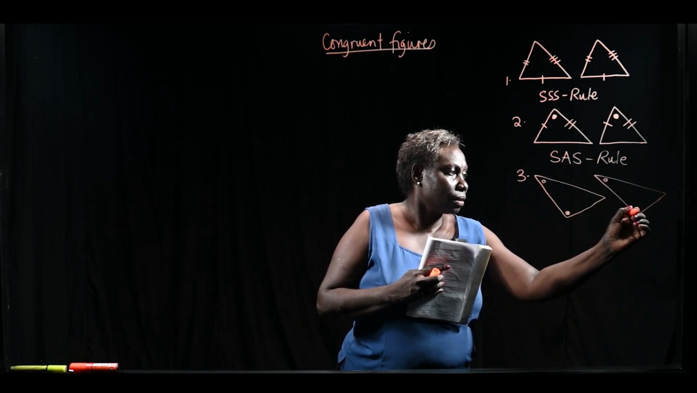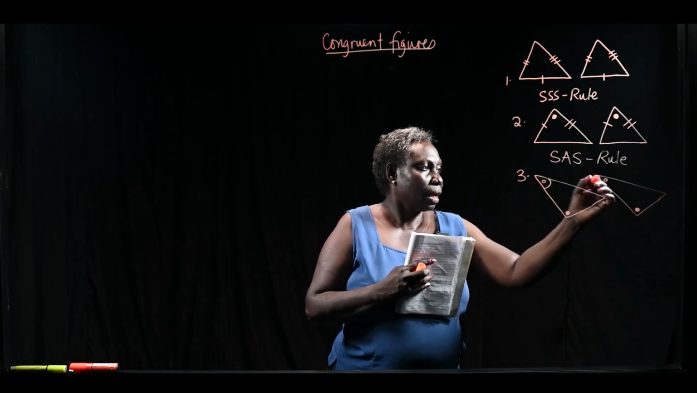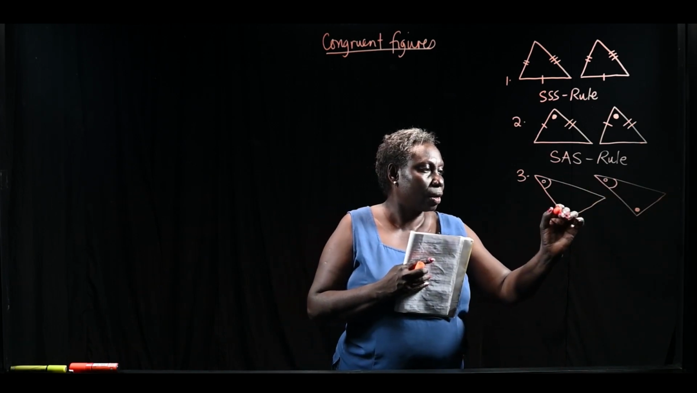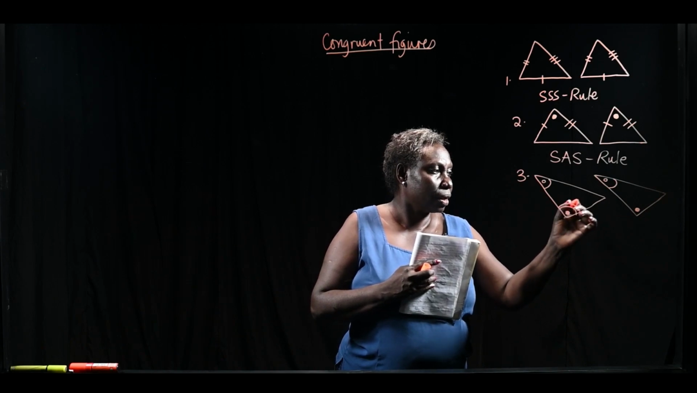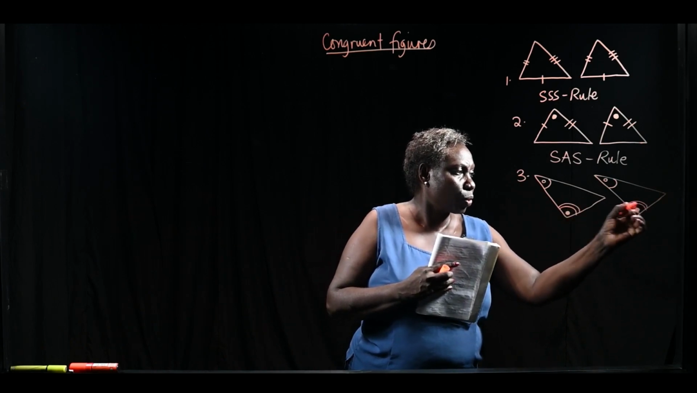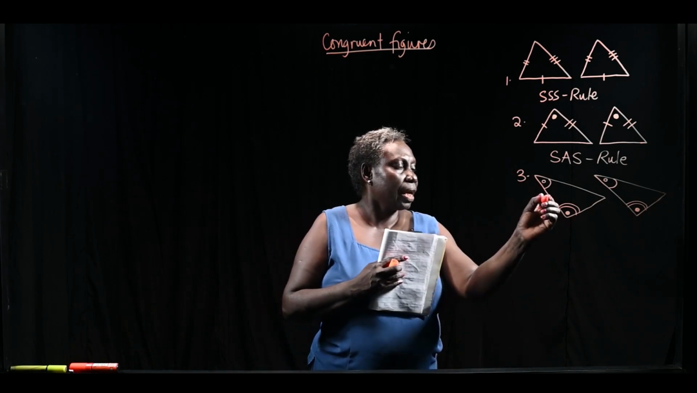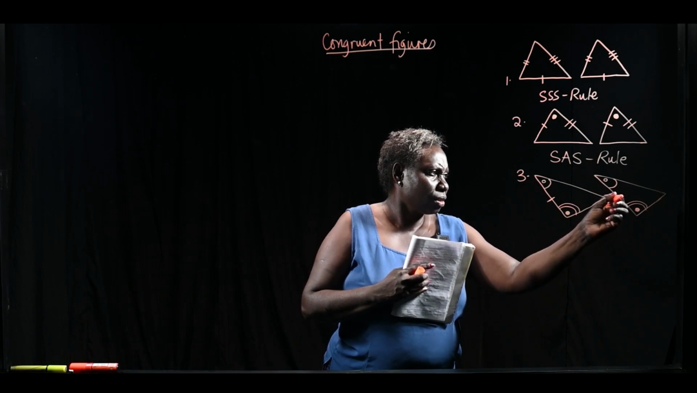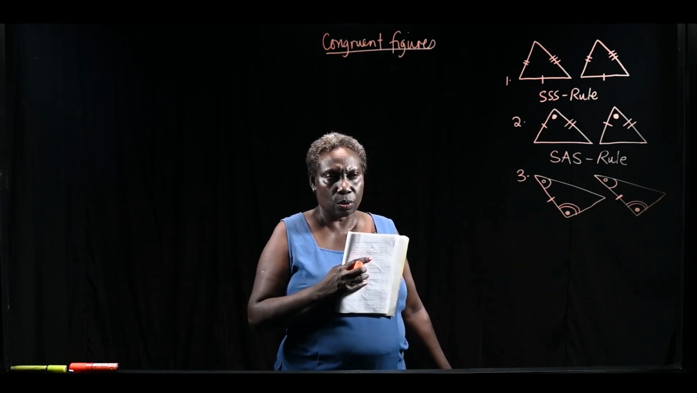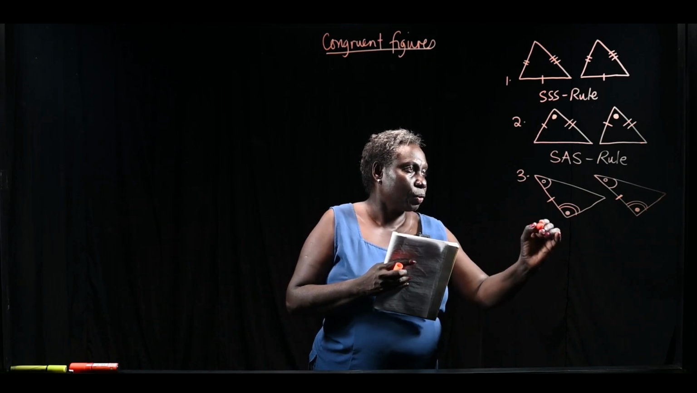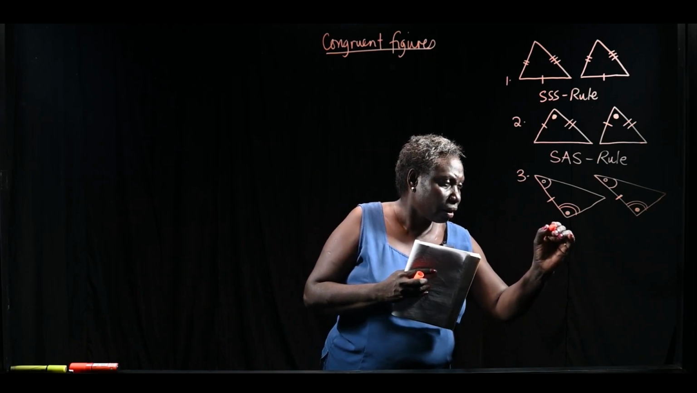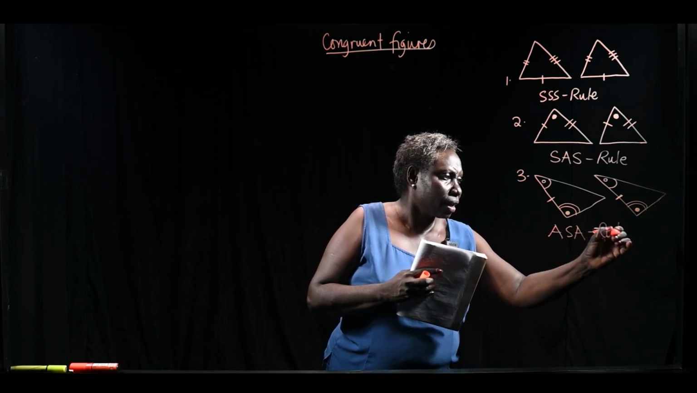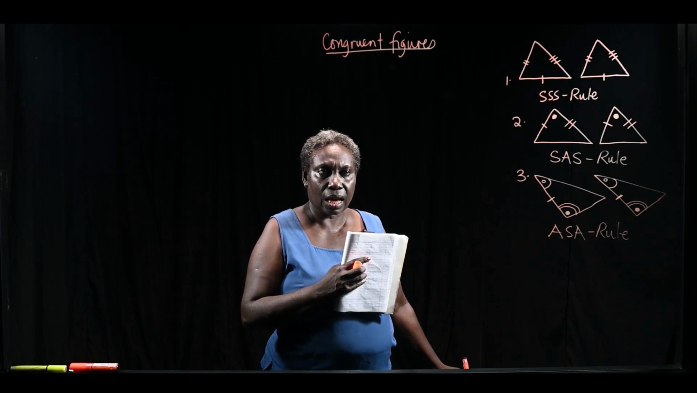This angle and this angle are corresponding angles and they are equal. This angle and this angle are also corresponding angles and they are equal. And the side which is adjacent to the corresponding angles is also equal. So we use this rule, ASA, to identify that these two triangles are congruent.